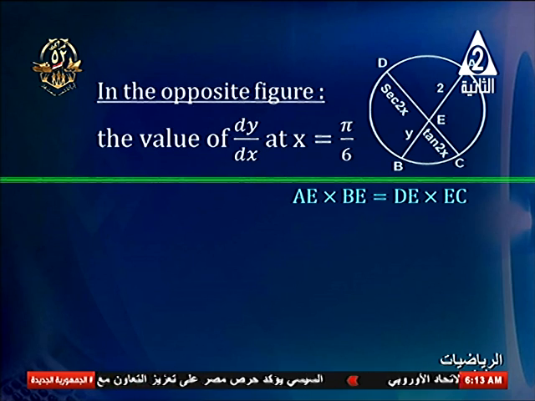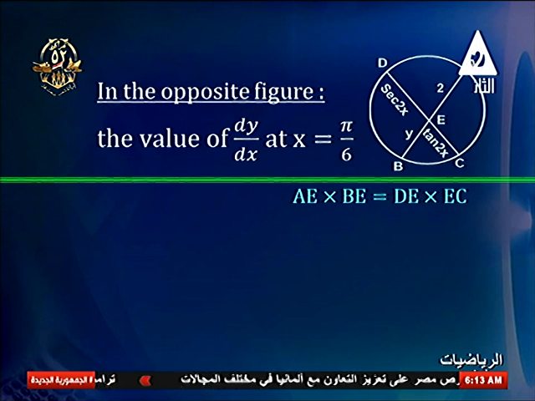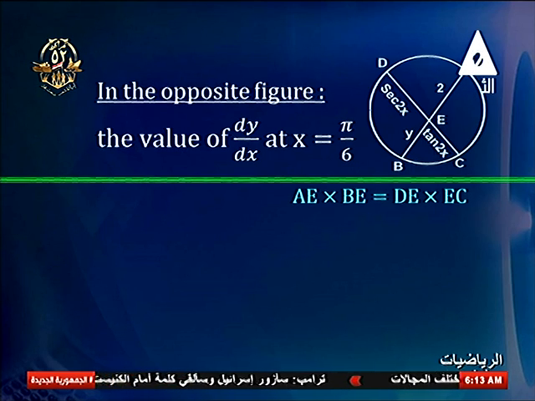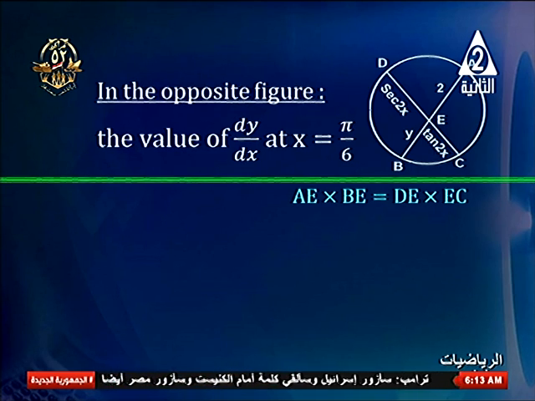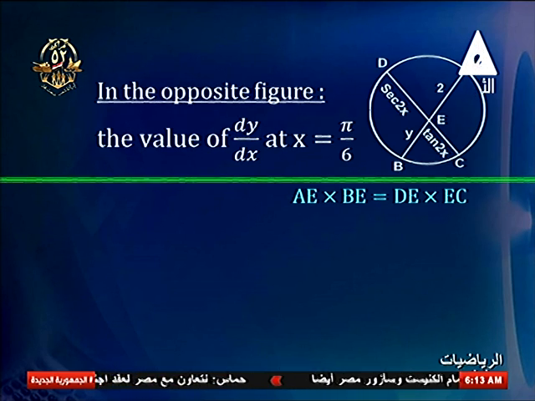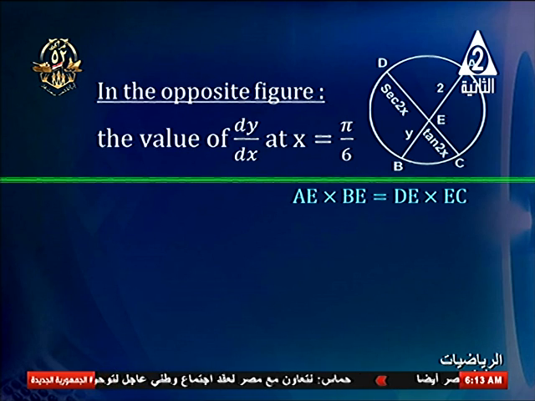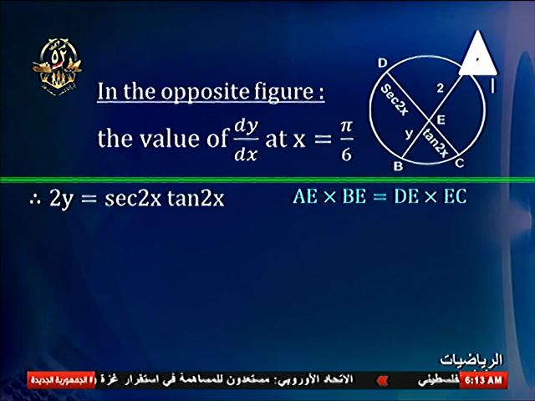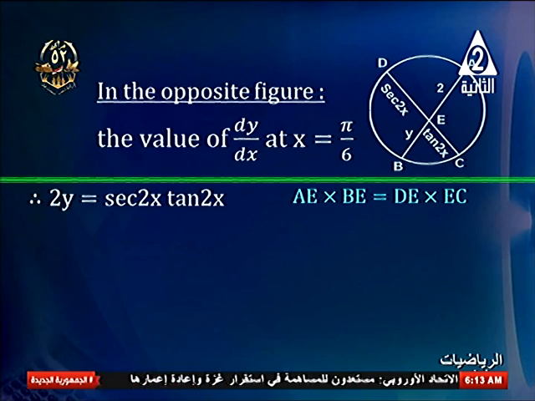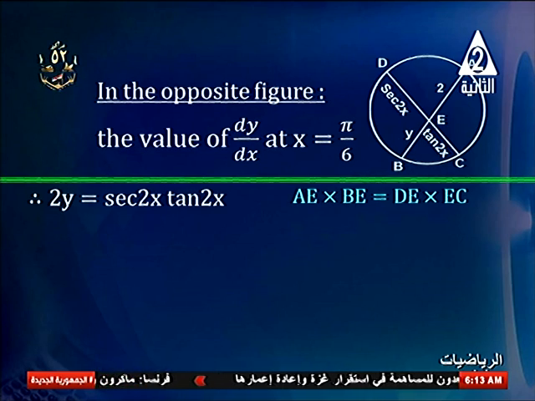And all rules from primary stage, you must observe them by understanding them. Look at, if we have two chords intersecting at one point, then this rule AE multiply BE equals DE multiply EC. By substitution, we deduce that 2y equals sec 2x tan 2x.